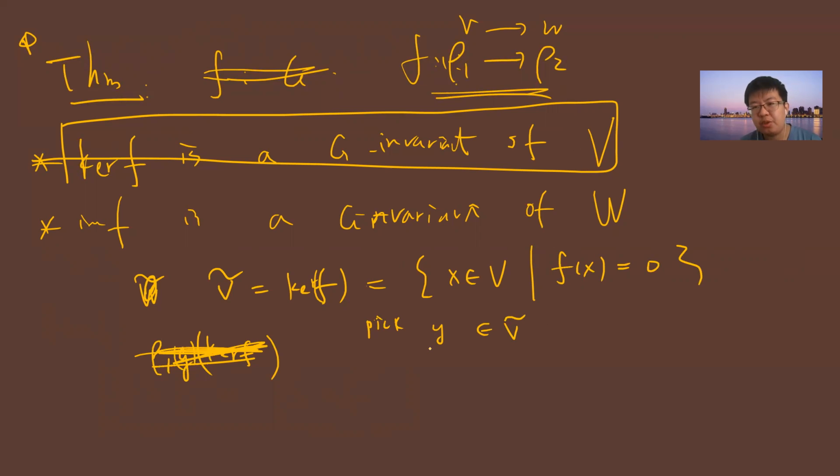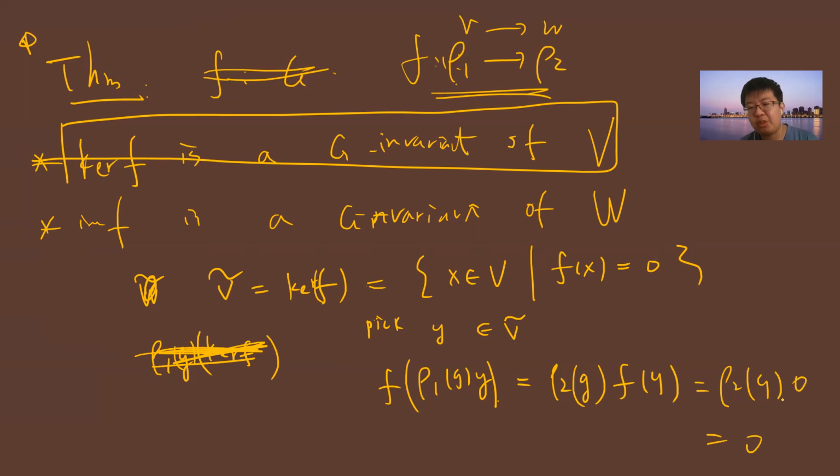I want to show that this is G-invariant. That means I need to prove that F of ρ1(g) applied to y should be zero. But this is trivial, because F ρ1(g) is the same as ρ2(g) F. Now you see the trick: F of y, but this y is in the kernel, so ρ2(g) applied to zero should be zero, because this is a linear map on the zero vector. So we just proved that ρ1(g) on the kernel of F will still be inside the kernel of F for any g.